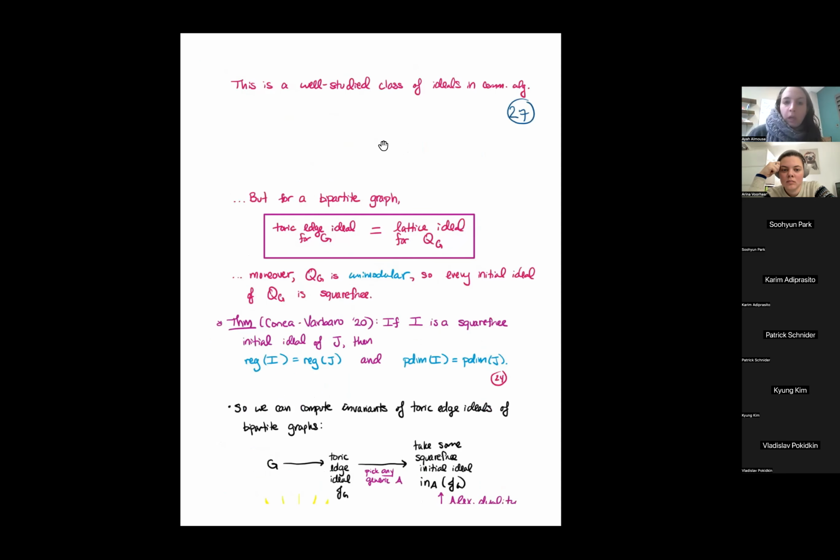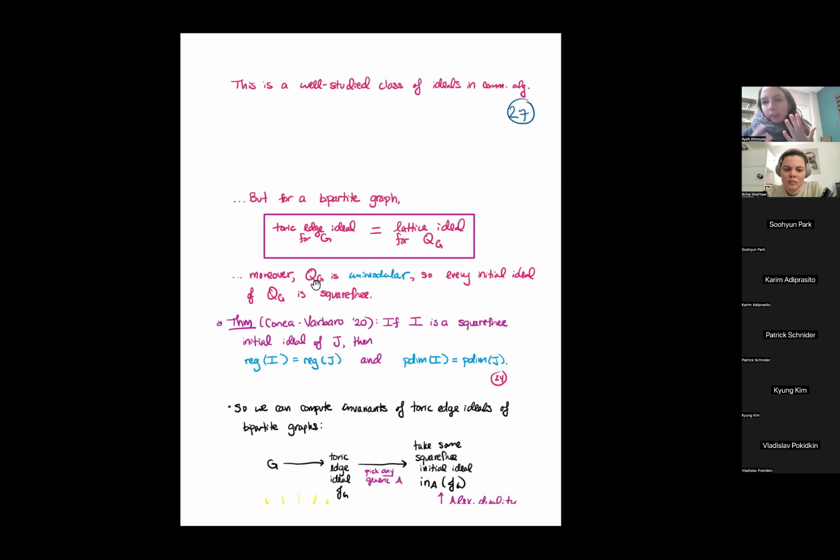And so in particular, if you're given a bipartite graph, you can now view, sorry, I should have put initial ideal up here. So you have two ideals that you can associate to it now. You can associate this toric edge ideal for the graph. Sorry, these are the same. So there's the toric edge ideal for the graph, and then there's the lattice ideal for the root polytope associated to G, right?